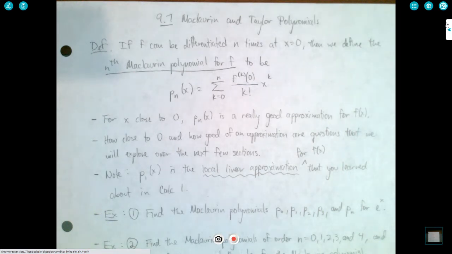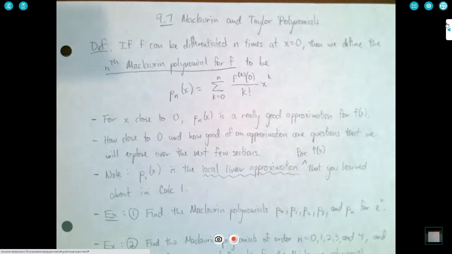So the reason that Maclaurin and Taylor polynomials pop up is because they are approximations for functions. So they're polynomial approximations for functions that potentially might not be very nicely behaved functions, but nevertheless can be approximated under certain conditions with polynomials. And so it's a really nice result.